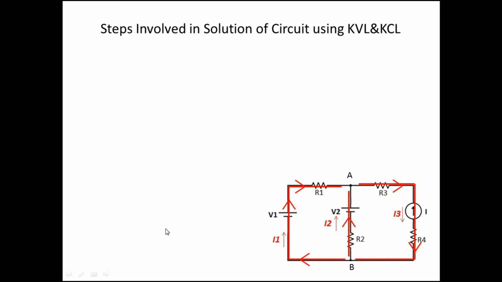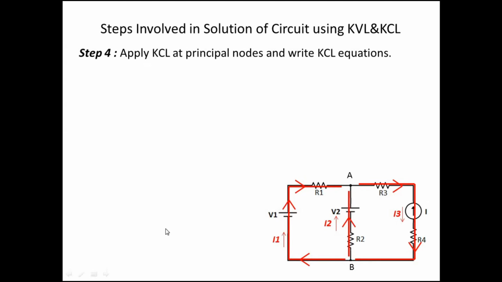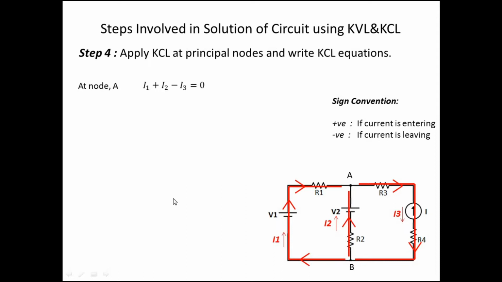Next step is, we have to apply KCL at principal nodes and write the KCL equations. Principal nodes means A and B. While applying the KCL, we have to follow this sign convention. If the current is entering, it is positive. If the current is leaving, it is negative. Looking at A, I1 is entering, I2 is entering, and I3 is leaving. So I1, I2 are positive, I3 is negative. So I1 plus I2 minus I3 equal to 0, at principal node A.